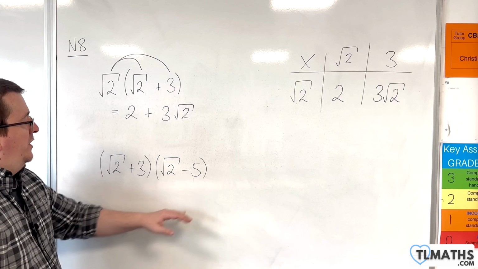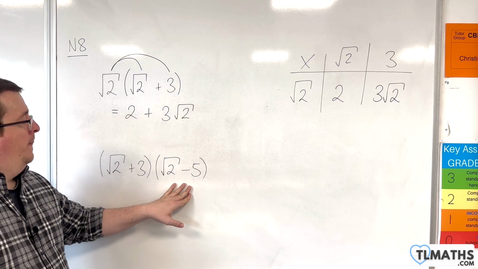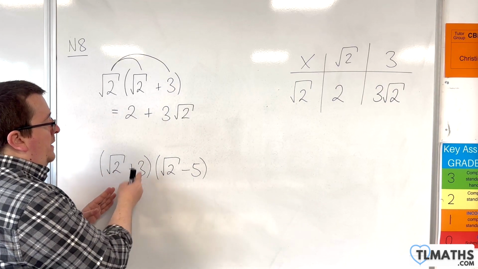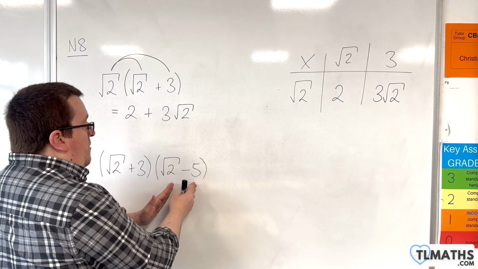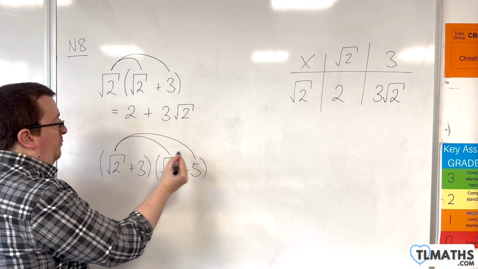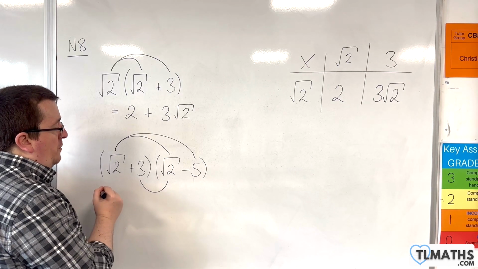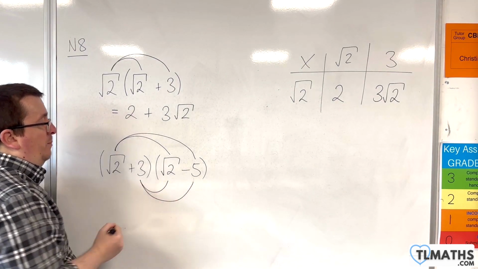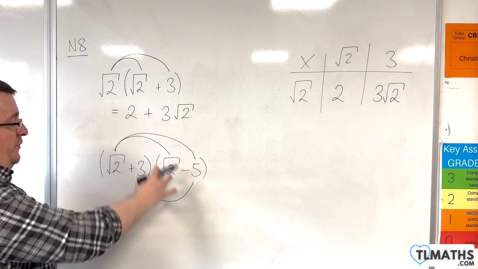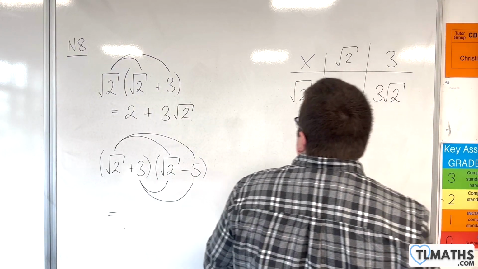Now with my second example, I've got root 2 plus 3 times root 2 take away 5. And again, we need to make sure that everything that is in this bracket multiplies with everything that is in this bracket. So the root 2 needs to multiply with the root 2, and the root 2 needs to multiply with the minus 5. And the 3 needs to multiply with the root 2, and the 3 needs to multiply with the minus 5. However you want to lay this out, that's fine. Or if you want to do it in a grid, we can do that also.